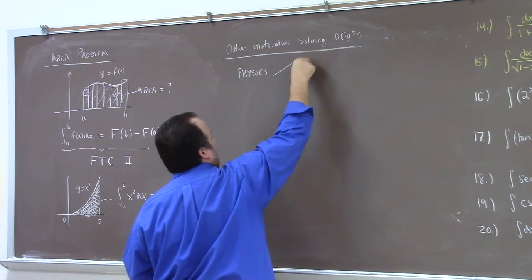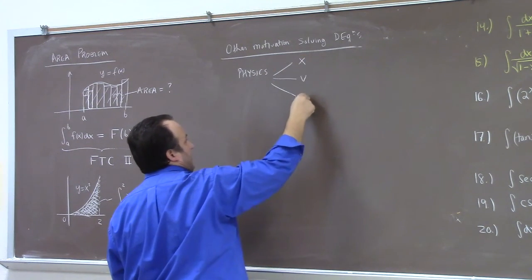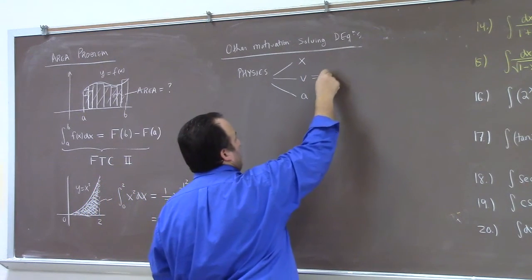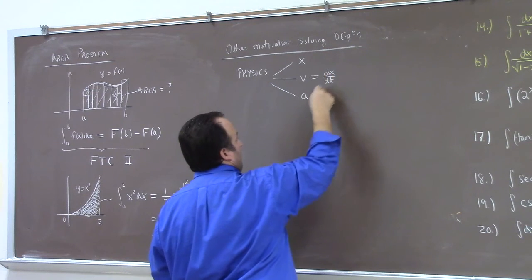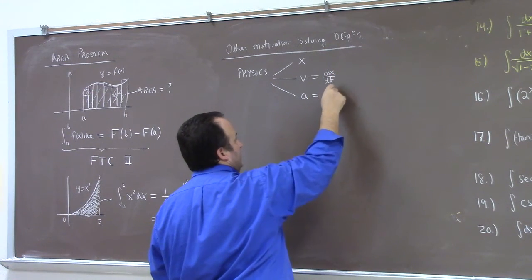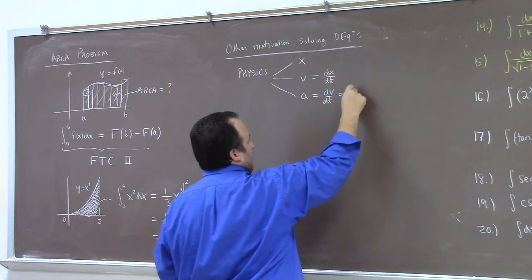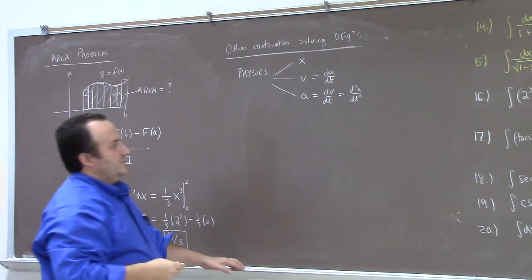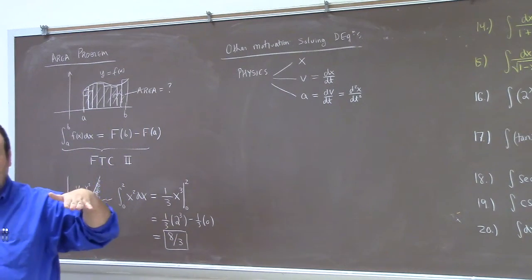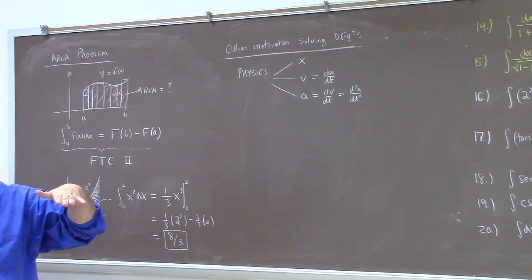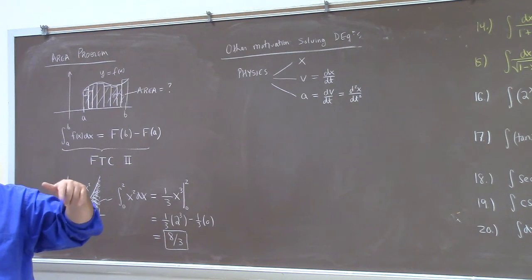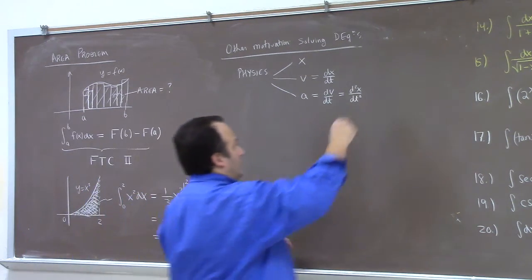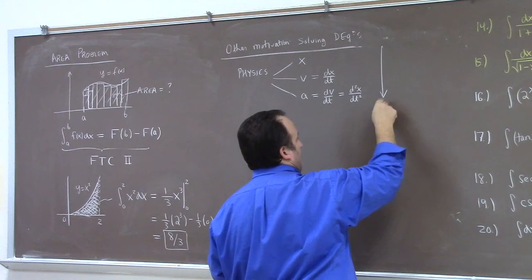Remember, we had x, we had v, we had a, right? x was the position, v was the velocity, that was dx dt, right? a was the change in the velocity, dv dt, or of course you could say d squared x dt squared, right? So to go down this list, you take derivatives. To differentiate the position gives you the velocity. Differentiate the velocity gives you acceleration. So this way, differentiation.